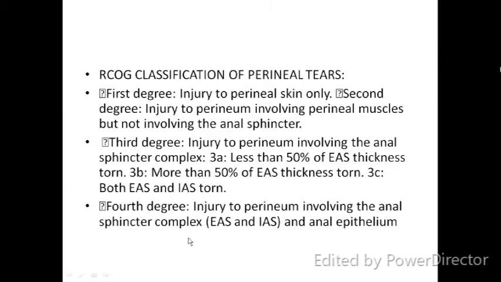In fourth degree, injury to the perineum involving the anal sphincter complex, external anal sphincter and internal anal sphincter, and anal epithelium. That is very important. The anal epithelium is torn or injured.